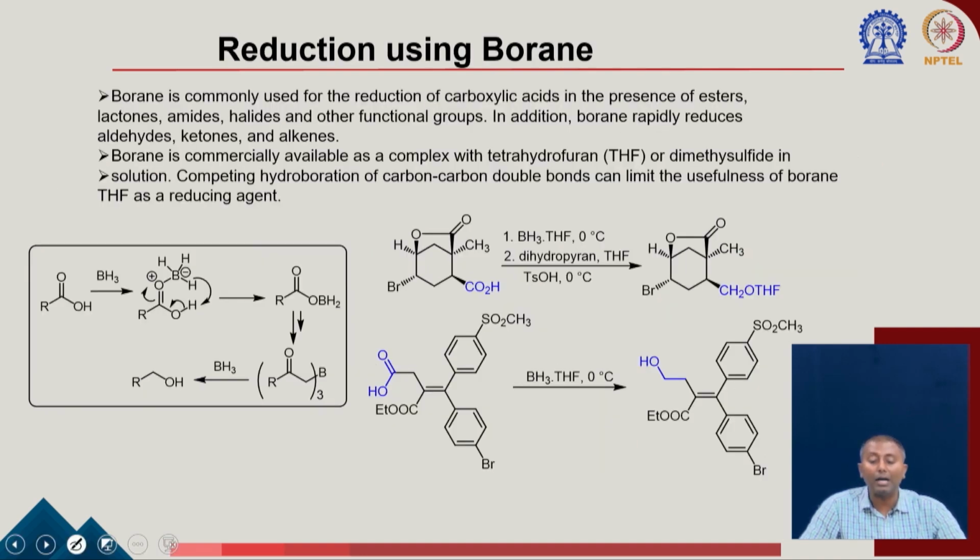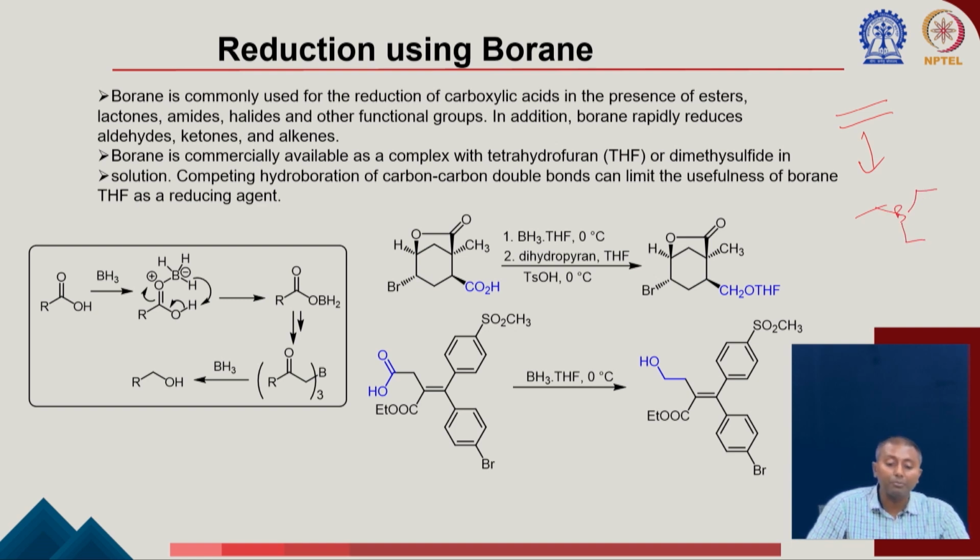So first I am going to start with boron, because I have already talked about hydroboration in the last class. So let's start with boron. We have learned that boron can reduce the olefin to form this type of trialkyl boron, correct? So you have seen that in the previous classes.